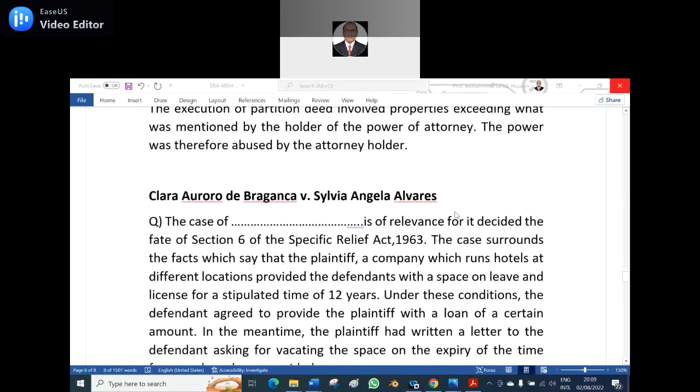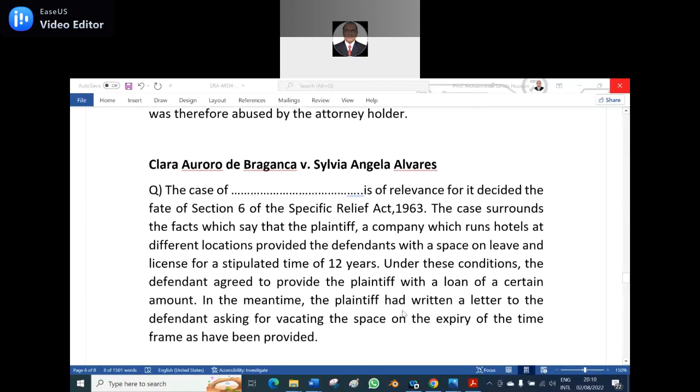The another case. The case of dash is of relevance for it decided the fate of Section 6 of the Specific Relief Act 1963. The case surrounds the fact which says that the plaintiff, a company which runs hotels at different locations, provided the defendant with a space on leave and license for a stipulated time of 12 years. Under these conditions, the defendant agreed to provide the plaintiff with a loan of a certain amount. In the meantime, the plaintiff had written a letter to the defendant asking for vacating the space on the expiry of the time frame that had been provided.